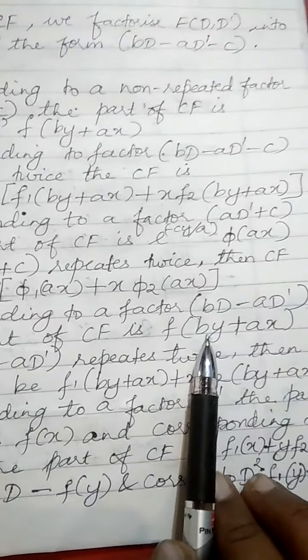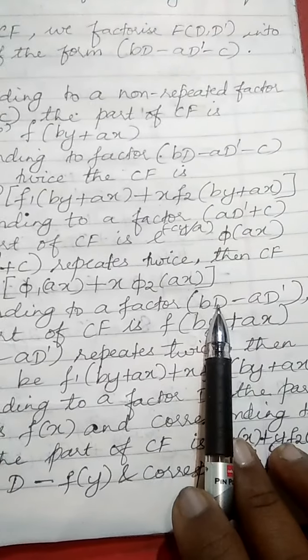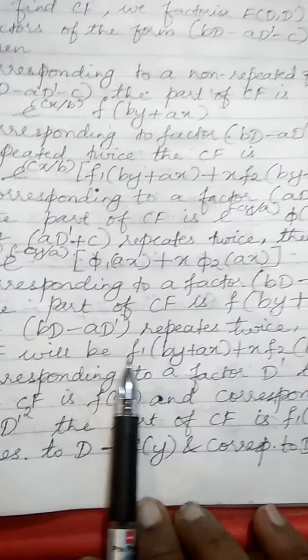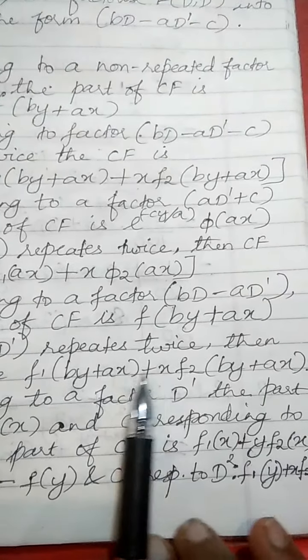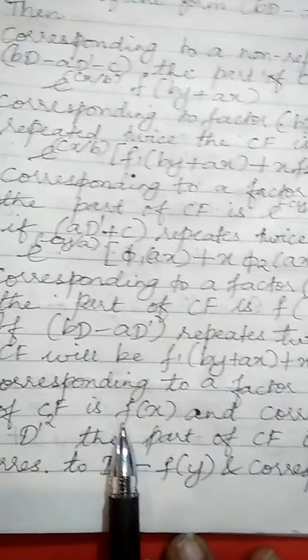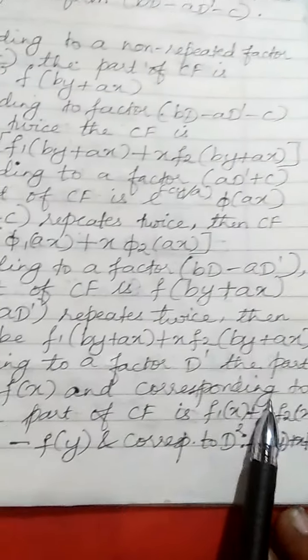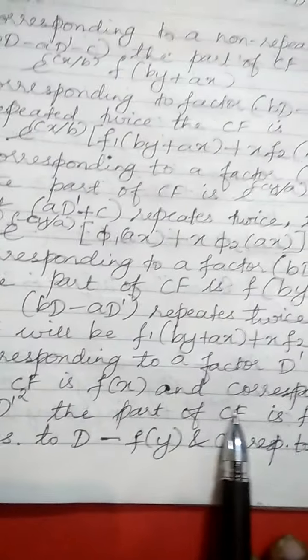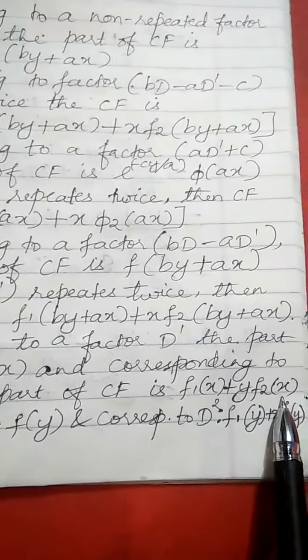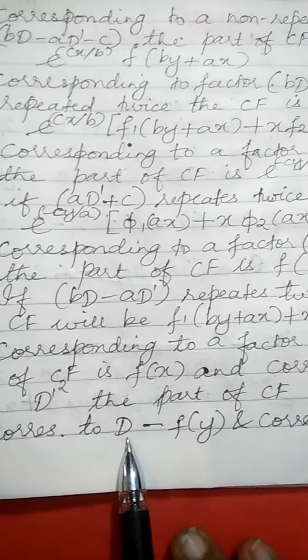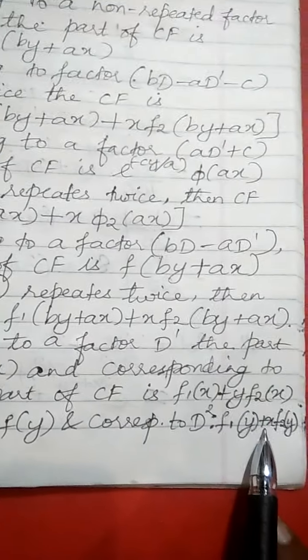Now corresponding to a factor bD - aD', CF is f(by + ax). But if this factor bD - aD' is repeated twice, then CF is f1(by + ax) plus x f2(by + ax). Corresponding to a factor D', the part of CF is f(x). If it is repeated twice, like D' square, then CF is f1(x) plus y f2(x). Corresponding to a factor D, CF is f(y), and corresponding to D square, it is f1(y) plus x f2(y).